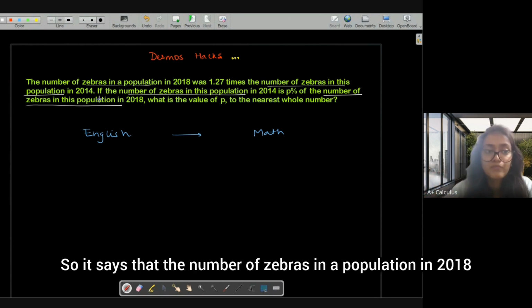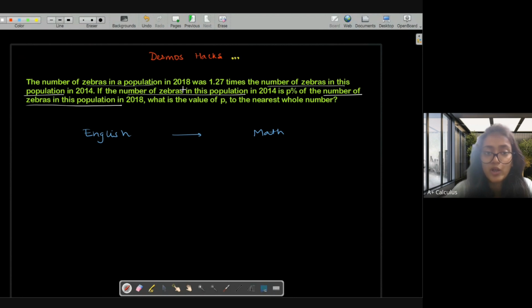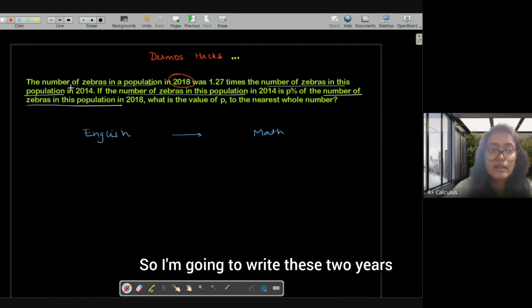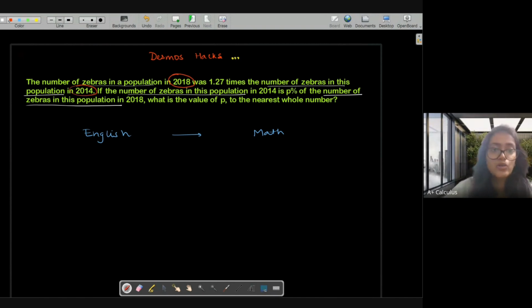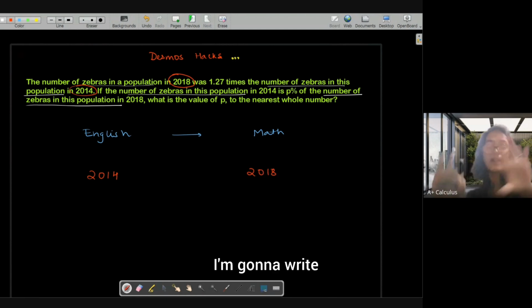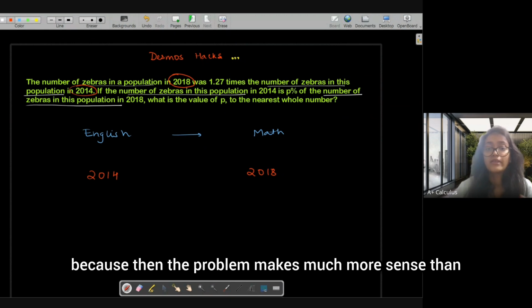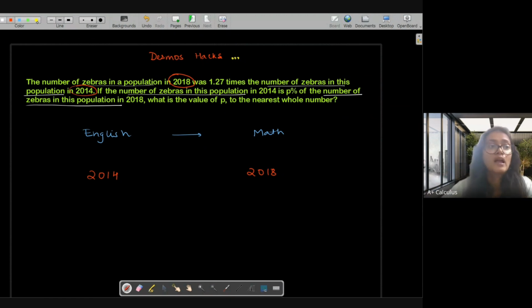It says that the number of zebras in a population in 2018 was 1.27 times. First of all, you notice that there are 2 years, 2018 and 2014. So I'm going to write these 2 years. Since 2014 comes first, I'm going to represent all of this information visually as much as I can, because then the problem makes much more sense than if I see it in paragraph form.